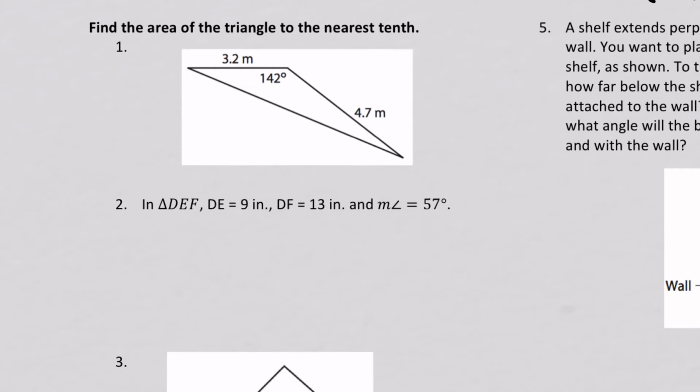All right, then let's start with number 1. It says find the area of the triangle to the nearest tenth. So what you should notice is that they give you two sides, right? 3.2 and 4.7, and they give you the angle right between the two sides, the angle that is included by the two sides. So this is perfectly set up for the area formula, okay?